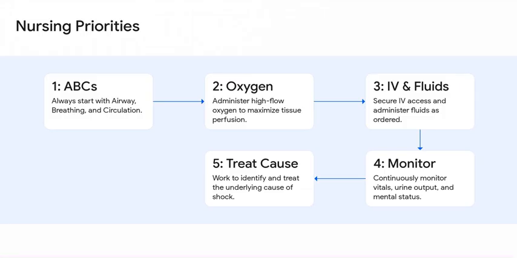It's always going to be your ABCs: airway, breathing, circulation. Next, you want to apply high-flow oxygen to maximize the oxygen content in the blood that is still circulating. Then, secure large-bore IV access for rapid fluid resuscitation to help increase that vascular volume. After those initial actions, your job is to monitor relentlessly, watching those vitals, urine output, and mental status for any changes, while you work with the team to find and treat the root cause.